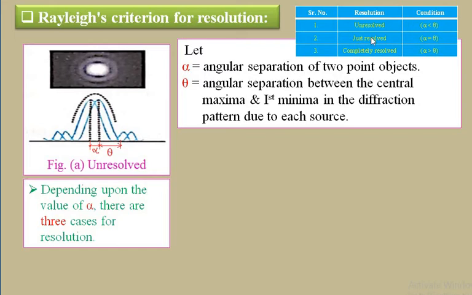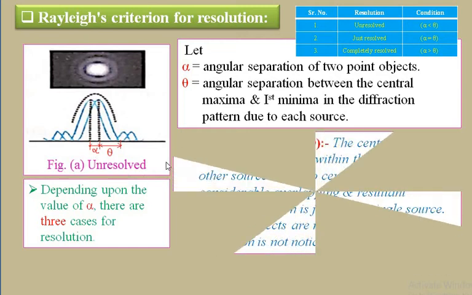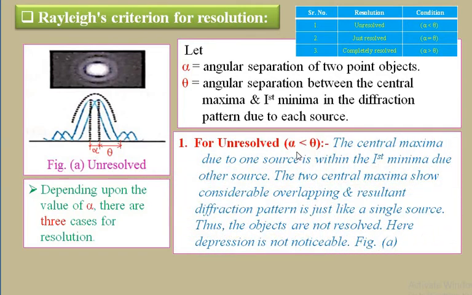The second case is just resolved, that is alpha is equal to theta, that is these two distances are the same. And third is completely or well resolved, that is alpha greater than theta. Let us see the unresolved condition. Here for unresolved, alpha less than theta, the central maxima due to one source is within the first minima due to the other. This is, central maxima due to one source lies within the first minima due to the other source.